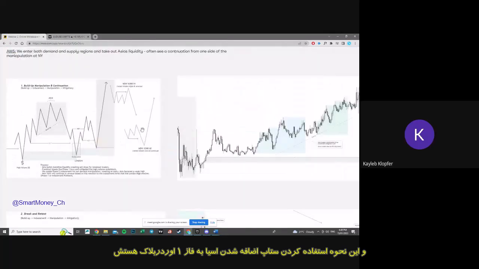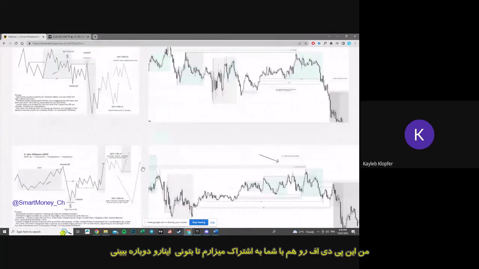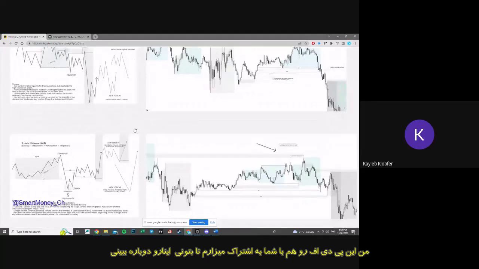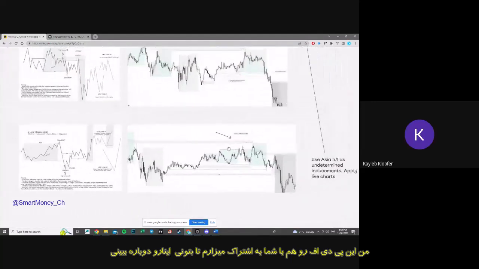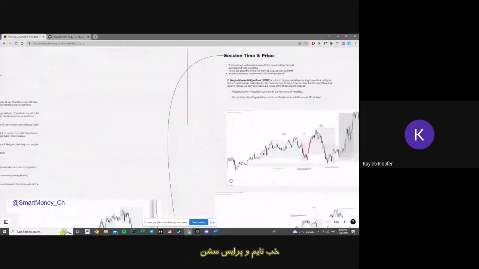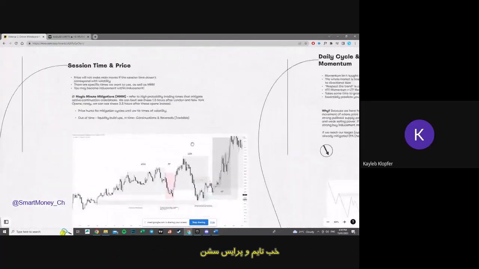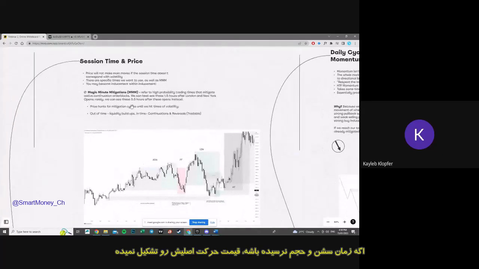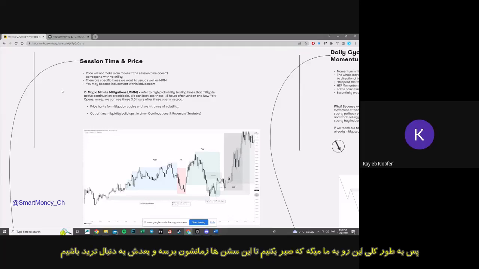Okay, so let's go back to here. I'll also share this template, this board with you as well, so you can look back on it. Okay, so session time and price. Price will not make its main moves if the session time does not correspond with volatility. When we have a New York or a London session, we have much more volatility than when we don't have those sessions. So essentially, it's telling us to sit on our hands and wait for those session times to come into play for us to take the trade.